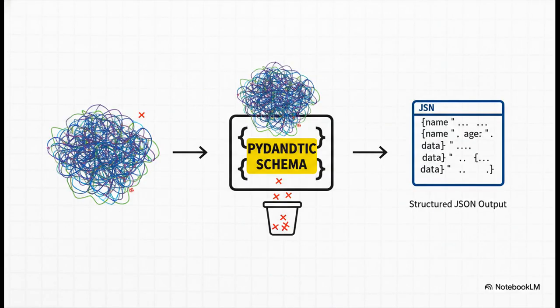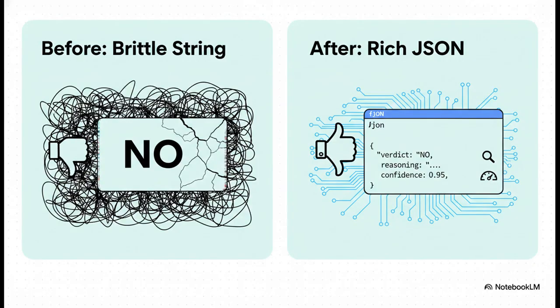And the solution is Pydantic. It's an absolute game changer. By defining this little Python class that inherits from base model, we're creating a strict schema. We're forcing the LLM judge to return a structured JSON object that perfectly matches this schema. This completely wipes out any parsing errors. And I mean, just look at the difference. It is night and day.